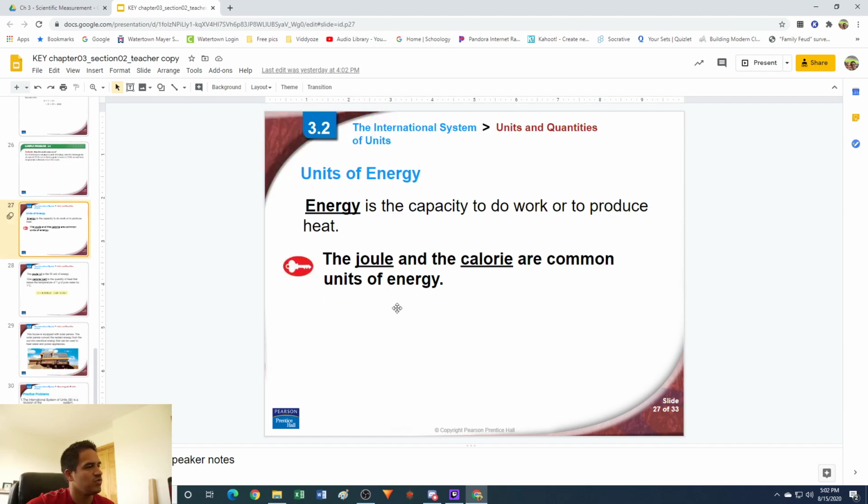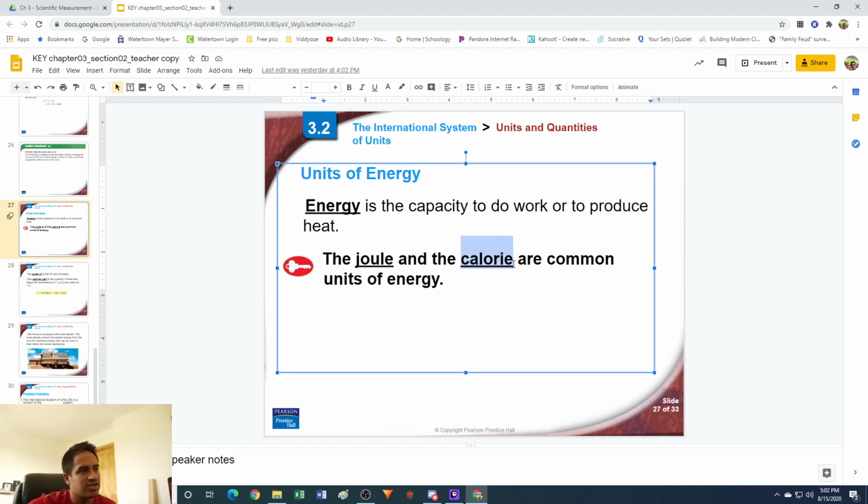but keep on moving. The last little bit here talks about units of energy. I'm going to go over this, but you don't need to worry too much about it. We're not going to deal with energy or joules or calories in chemistry because we don't do any thermochemistry. So energy is the capacity to do work or to produce heat. The joule and the calorie are the common units of energy. And this calorie here is calories of heat, thermal calories, not nutritional calories.